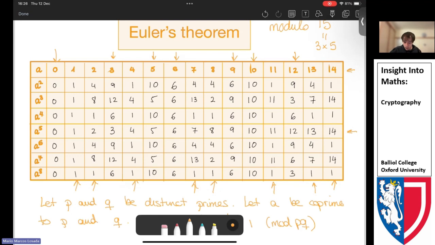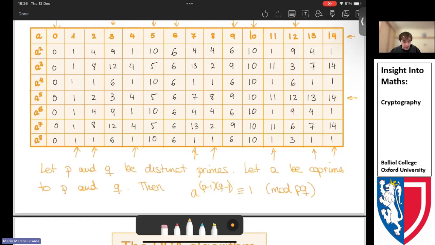But for today, all we're going to use is this statement below here, which is that if I have two distinct primes and I look at numbers modulo their product, then the powers have a repeating pattern with period P minus 1 times Q minus 1. Okay. Are there any questions about this? Or does this make sense?